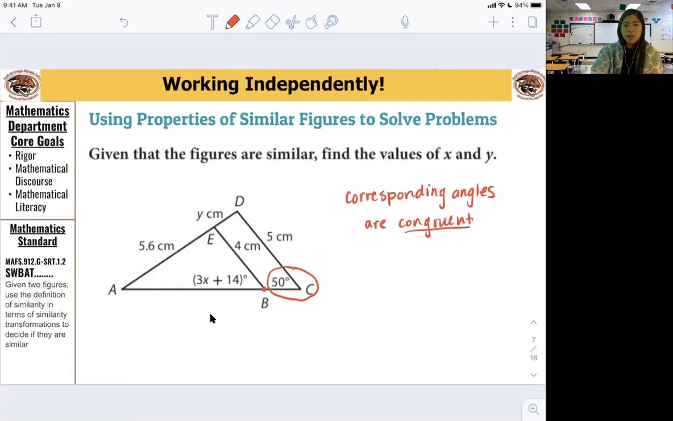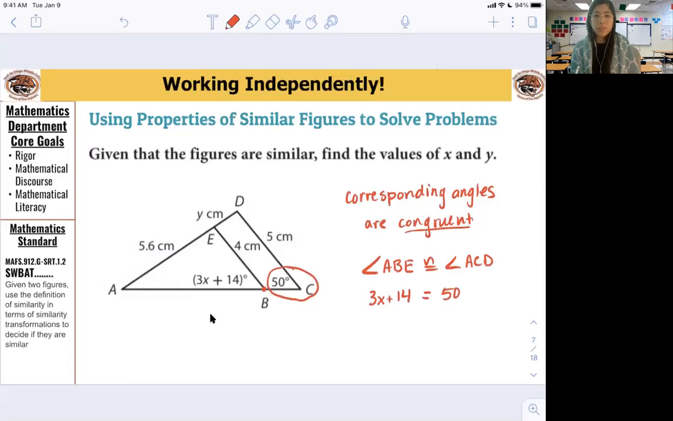They're congruent, which means angle, let me name it, the full name, angle ABE. So angle ABE is congruent to what? ACD. Exactly. So now let me fill in the blanks. 3x plus 14 is equal to 50. They're not supplementary, they're actually just congruent to each other. So it's a little bit easier than what you did.